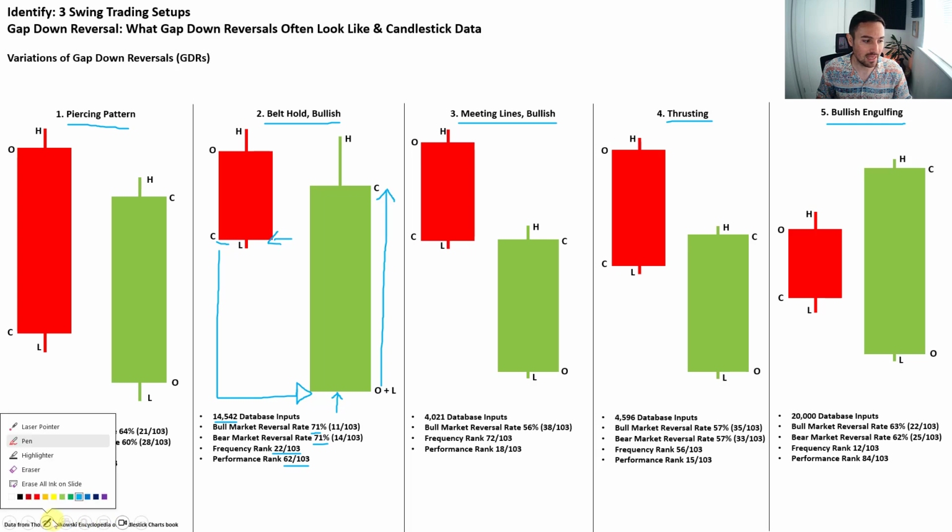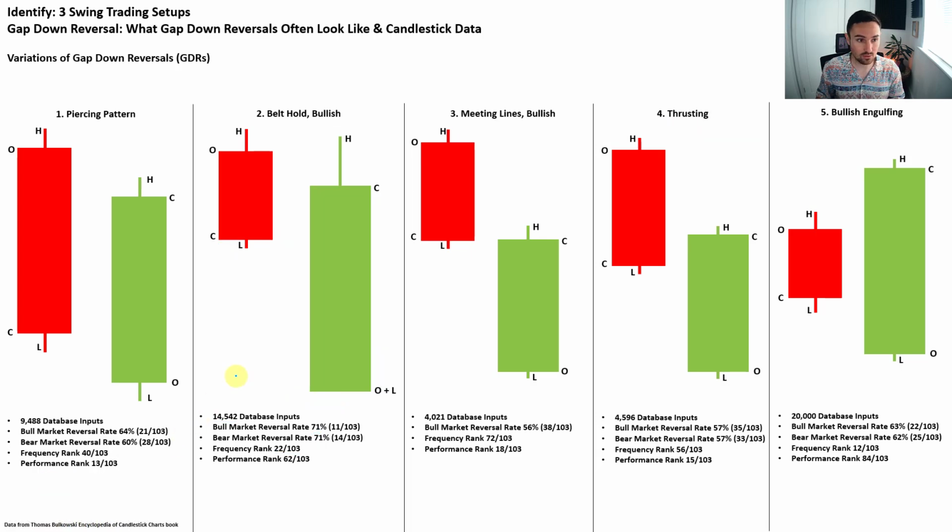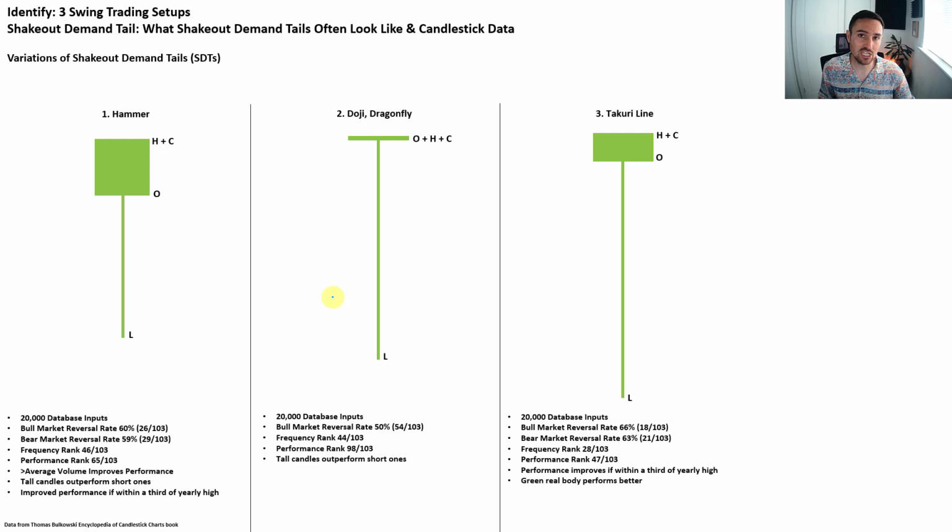Now let me take you on to the next slide. Let's delete all of that ink and go on to the next slide. So this is going to be shakeout demand tails. The main Japanese candlesticks are going to be hammer candlesticks, you've probably heard that terminology before, doji dragonflies and also Takuri lines. So these are the main Japanese candlesticks, which for me make up what I call a shakeout demand tail. Why? Because it is shaking out weak hands.